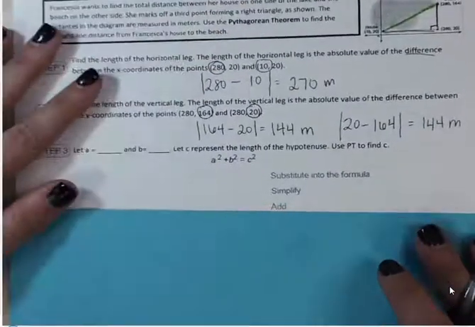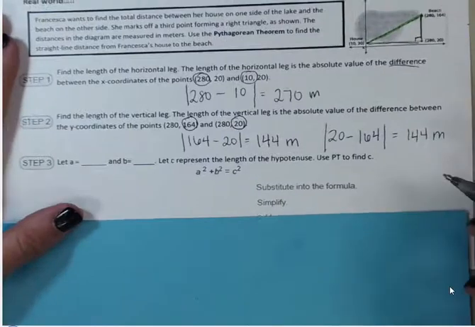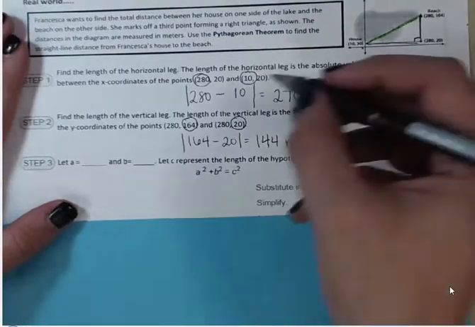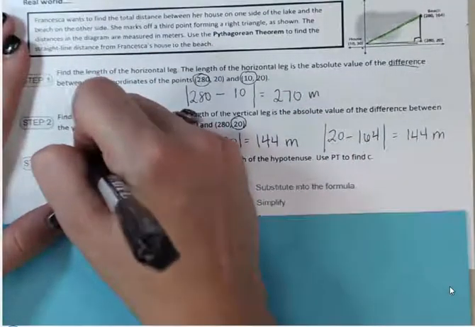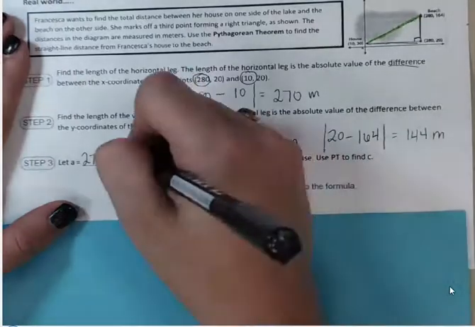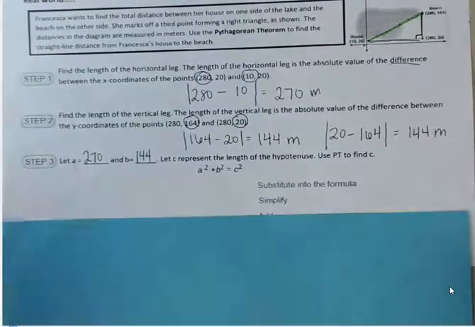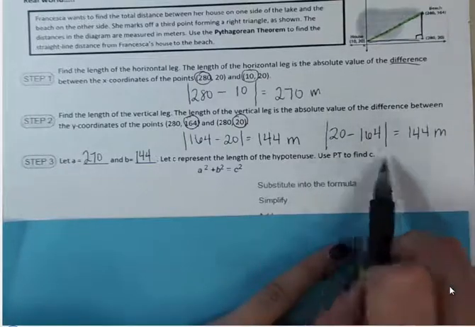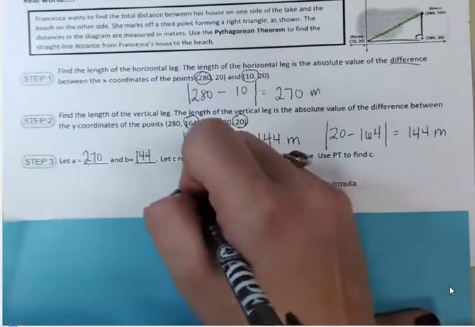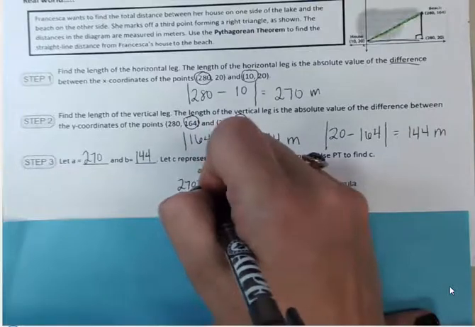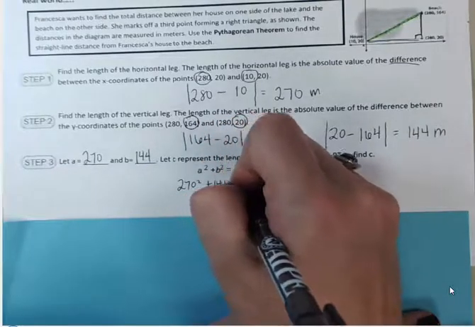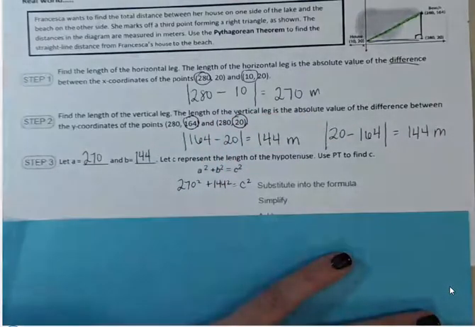Then it says let A equal, what did we say A was equal to? We can say A is equal to 270 and B is equal to 144. Let C represent the length. So it says use the Pythagorean theorem to find C. So I have 270 squared plus 144 squared is equal to C squared.